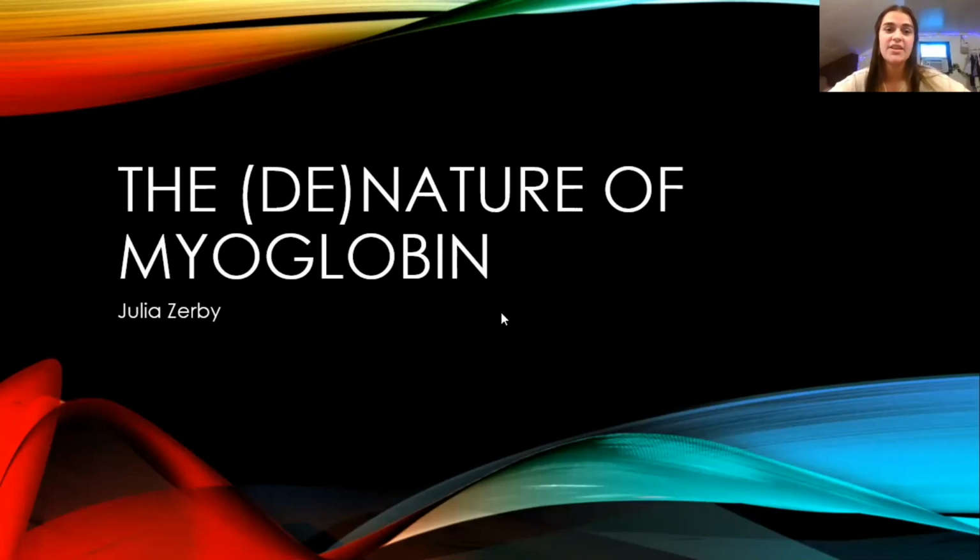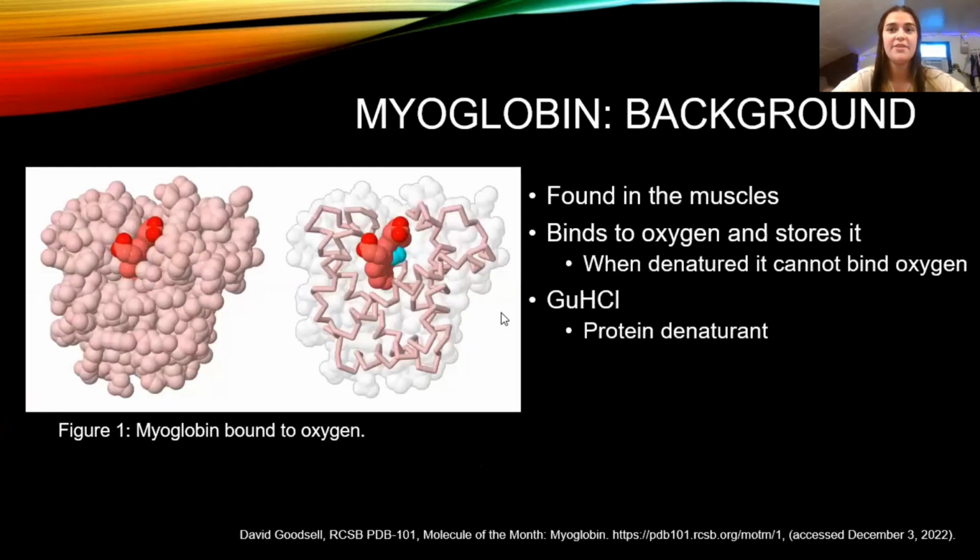Today, I will be presenting on the nature of myoglobin, more specifically, the denaturization of myoglobin. Myoglobin is a globular protein found within the muscles. Myoglobin will store oxygen in the muscles that can be used when muscles are doing work. Myoglobin consists of a single polypeptide chain and a heme ligand.